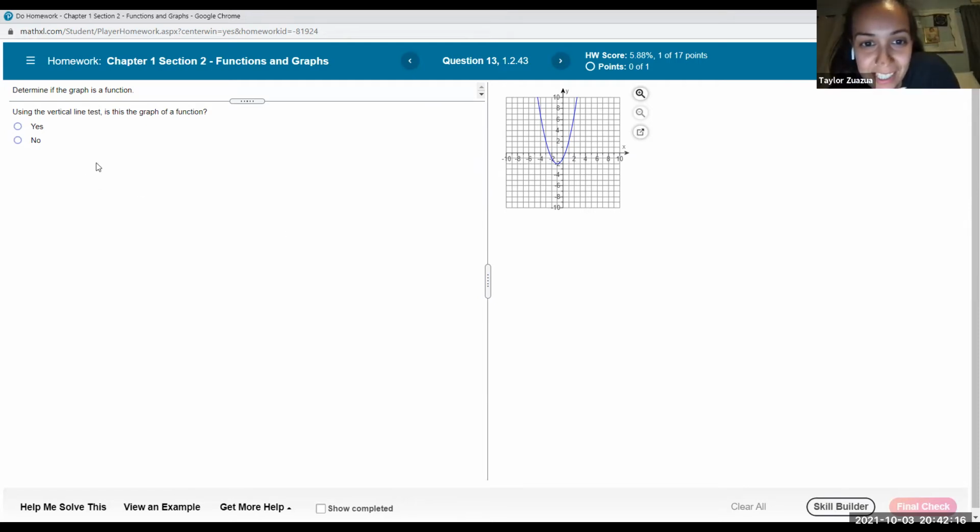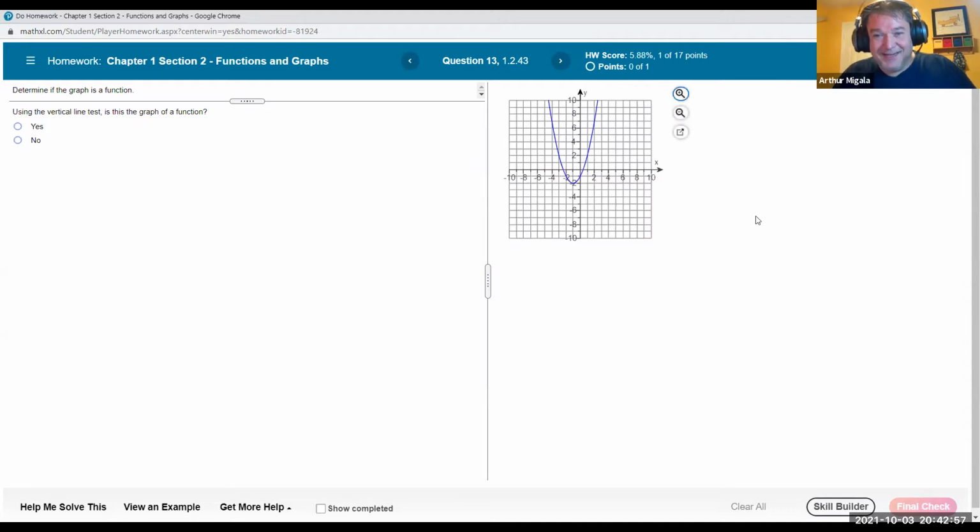So using a vertical line test, is this graph a function? What is the vertical line test? I honestly don't know off the top what that means. The vertical line test: here's your picture. If you drew a vertical line anywhere here, does it cross the graph more than once? For example, see all these X lines? Do any of them cross the graph more than once?